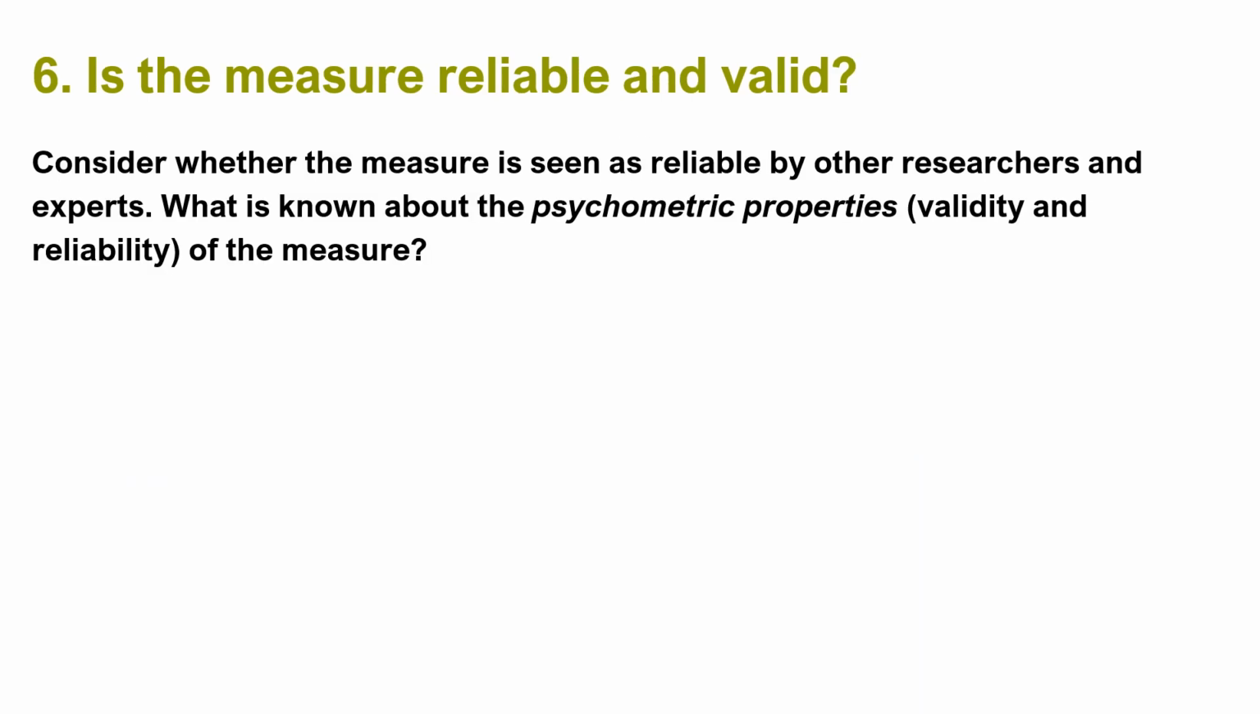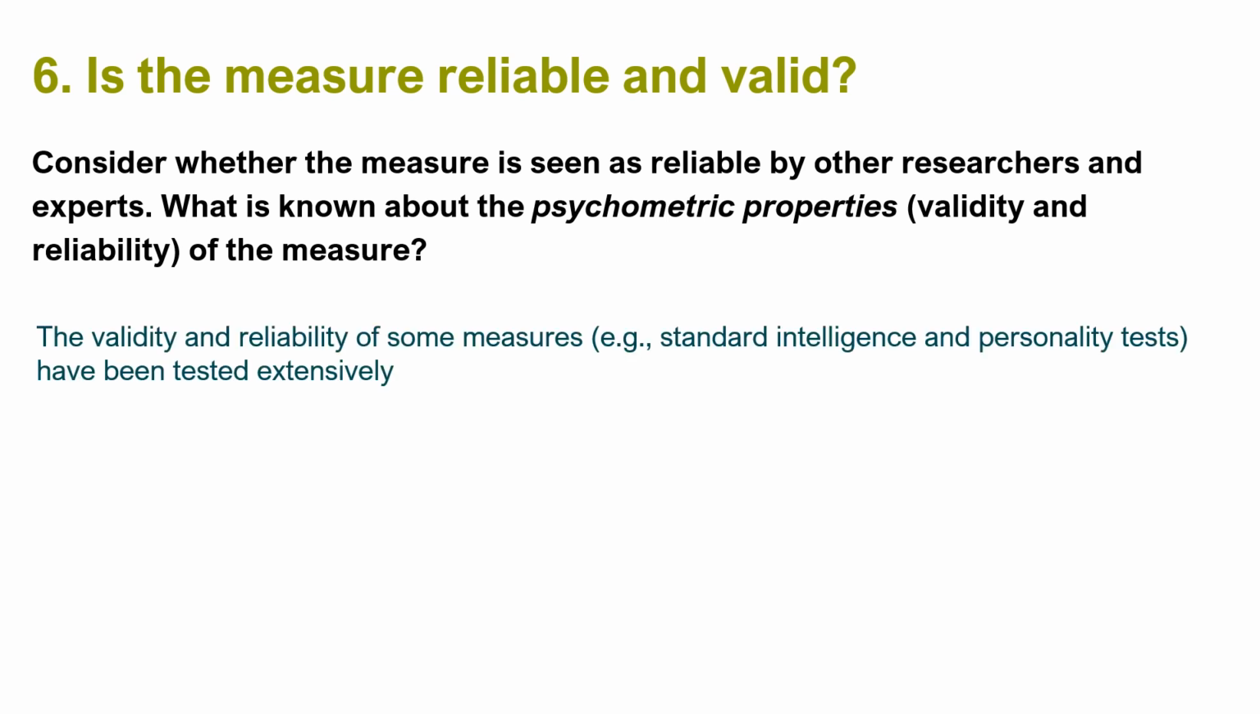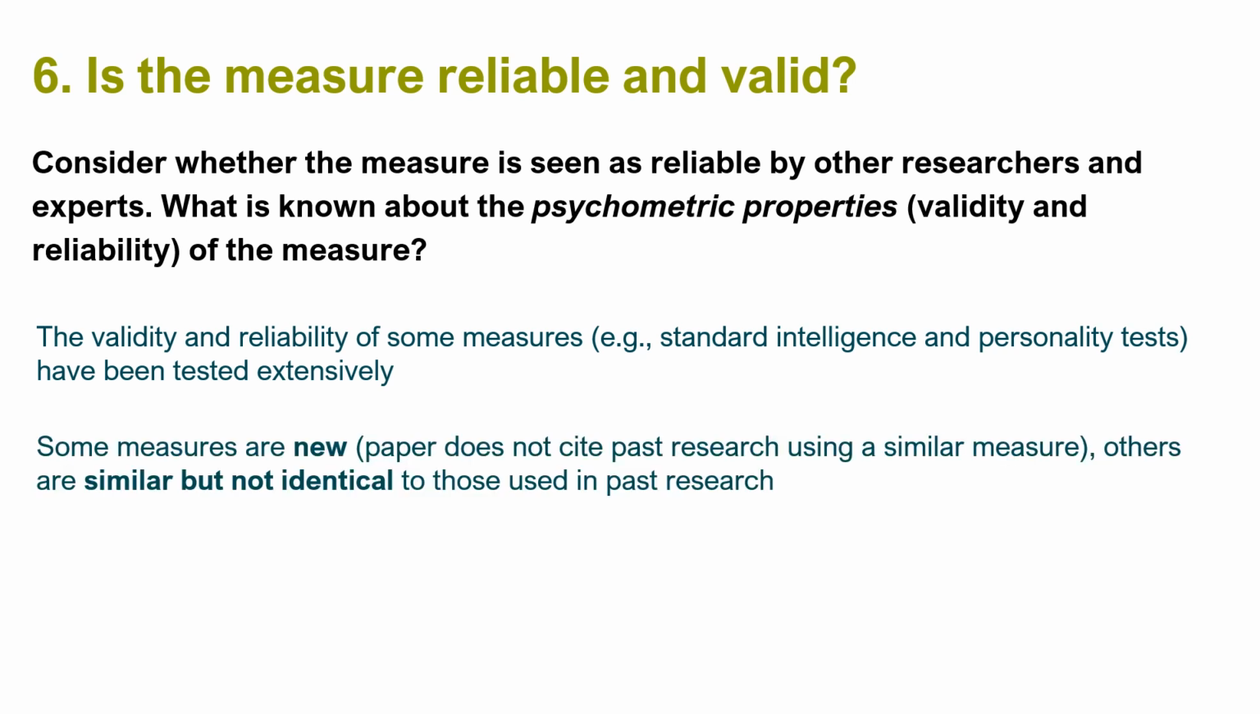Consider whether the measure is seen as reliable by other researchers and experts. In other words, what is known about the psychometric properties, that is the validity and the reliability of the measure. And we'll talk more about validity and reliability as this course goes on. But for now, it's worth knowing that for some measures, such as standard intelligence tests and personality tests, there have been decades of research exploring the validity and reliability, whereas other measures might be new.